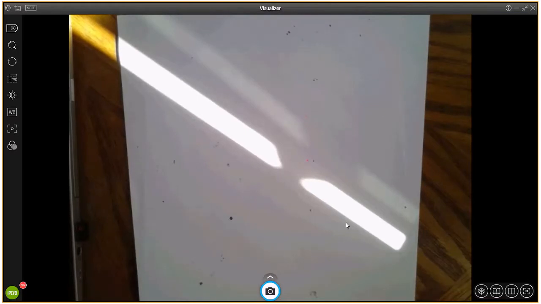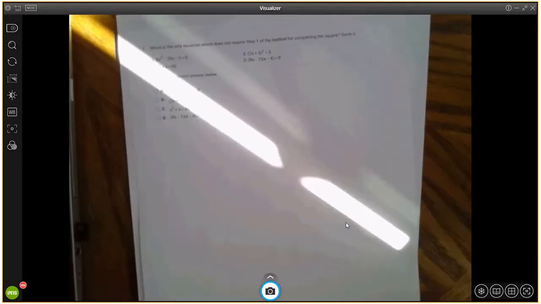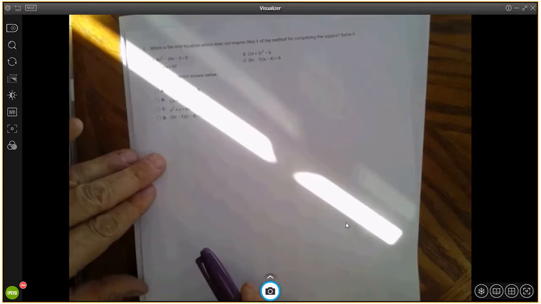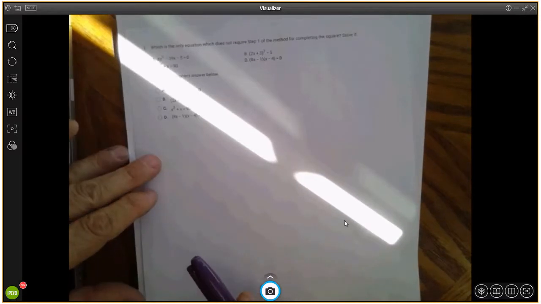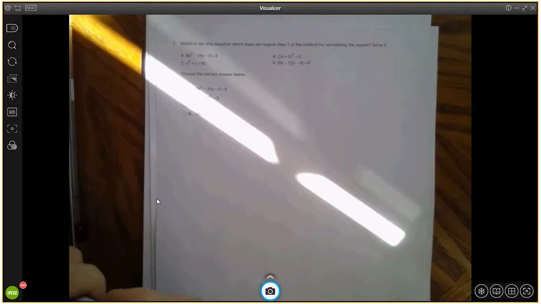The next one we got, I'm just going to go ahead and do it. This one is completing the square, and if you know me on completing the square, I really do push completing the square. So here it is, and it says, if you can't read it, it says, which is the only equation that does not require step 1 of completing the square? Well, let me show you what step 1 is as I go through the videos and show you.